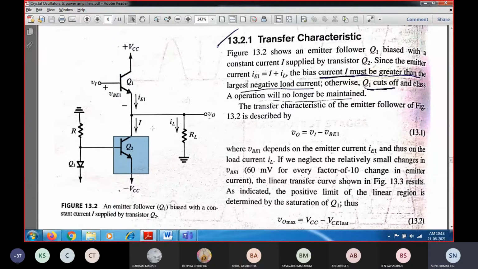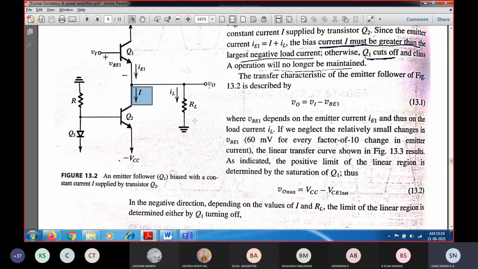From this circuit analysis, what will be the emitter current? IE1 will be equal to I plus IL. The same current flows across I as well as IL, so this equivalent current IE1 is the sum of these two currents. Whenever transistor Q1 gets cut off, Q2 drives the load, so the load current IL into RL, or else you can say that the current I flows across RL. So I into RL will be the output.